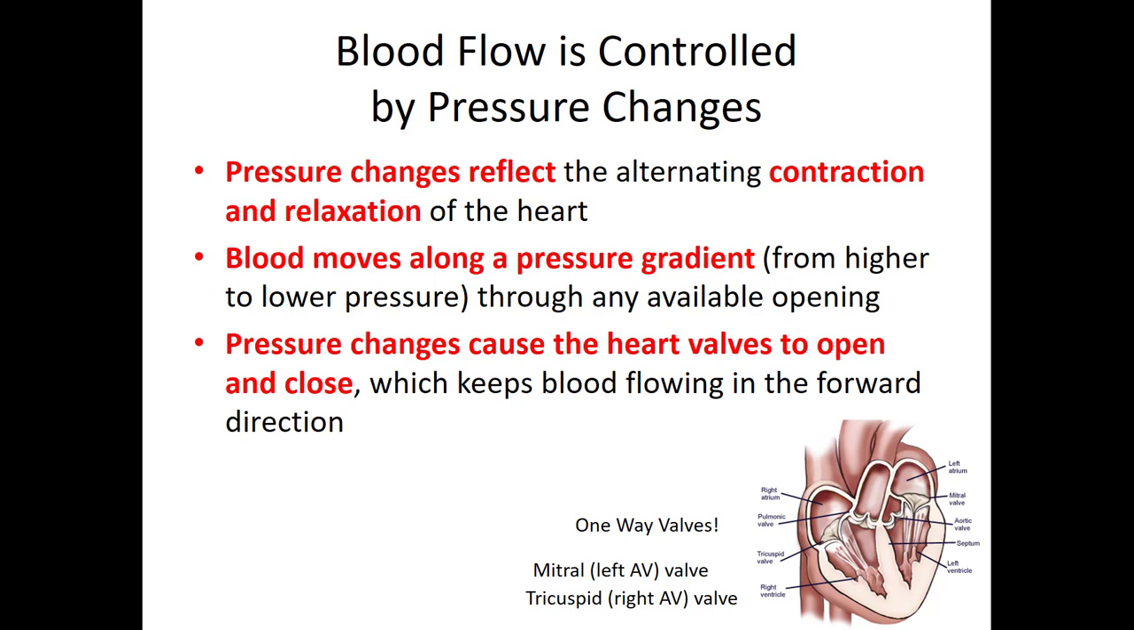This blood flow is controlled by pressure change. Pressure change reflects the alternating contraction and relaxation of the heart. Blood moves along a pressure gradient from higher to lower pressure through any available opening. So pressure change causes the heart valves to open and close, which keeps blood flowing in a forward direction.